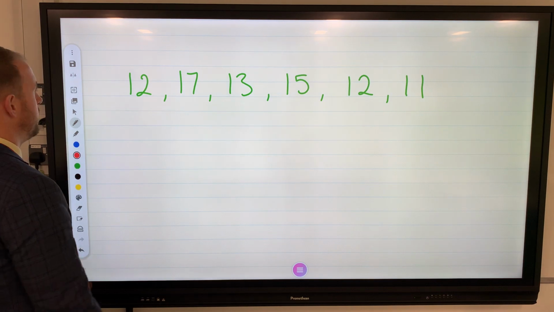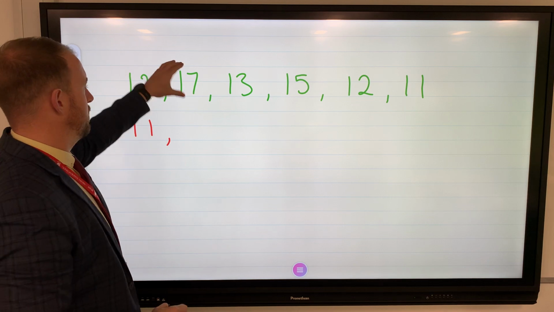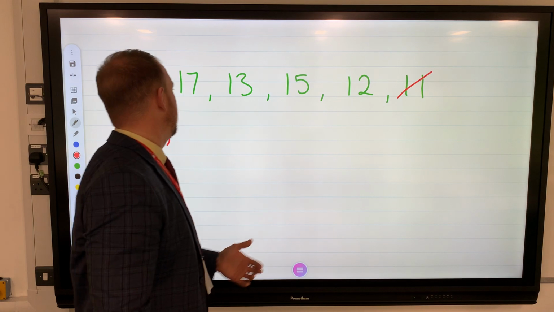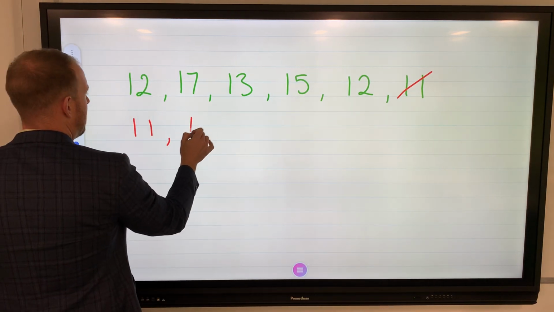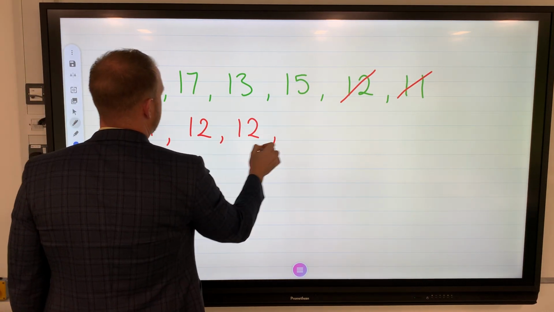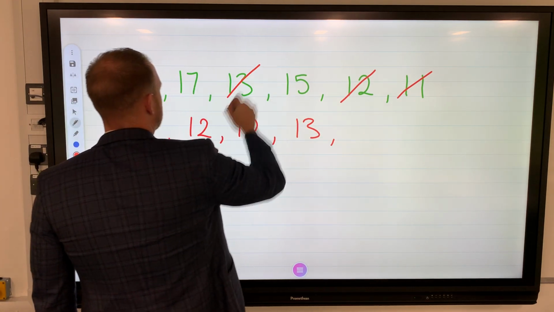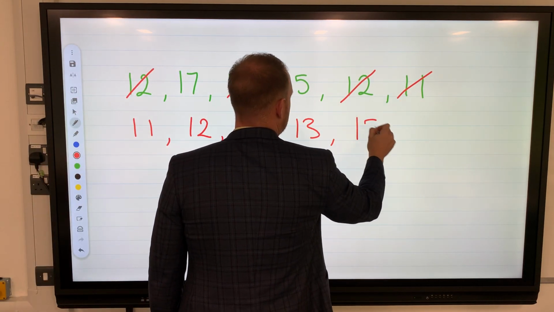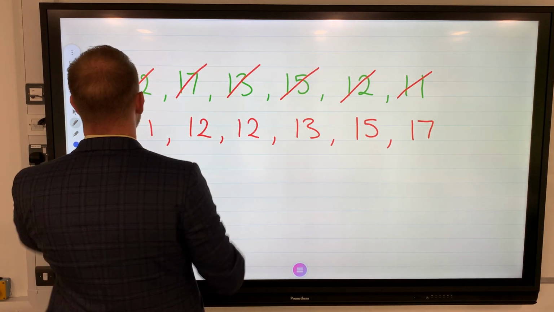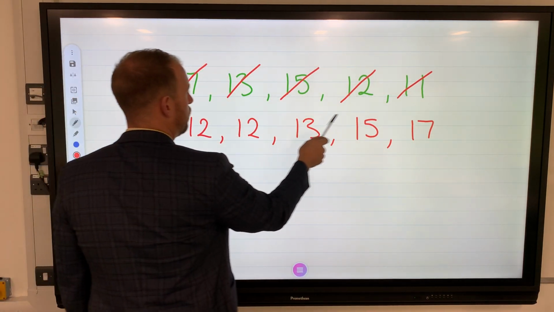So let's do that bit first. Smallest value there would be 11. You'll notice I've put it underneath, okay? Again, it helps me not to forget any numbers or miss any out. So there's 11. Next one then would be 12. Let's check. Oh, we've got another 12, so we'll put that one under there. Let's cross that one off. Next one would be 13. Cross that one off. Then I've got 15. Cross that one off, and then last of all I've got 17. Let's just check. 1, 2, 3, 4, 5, 6 numbers I should have. 1, 2, 3, 4, 5, 6.